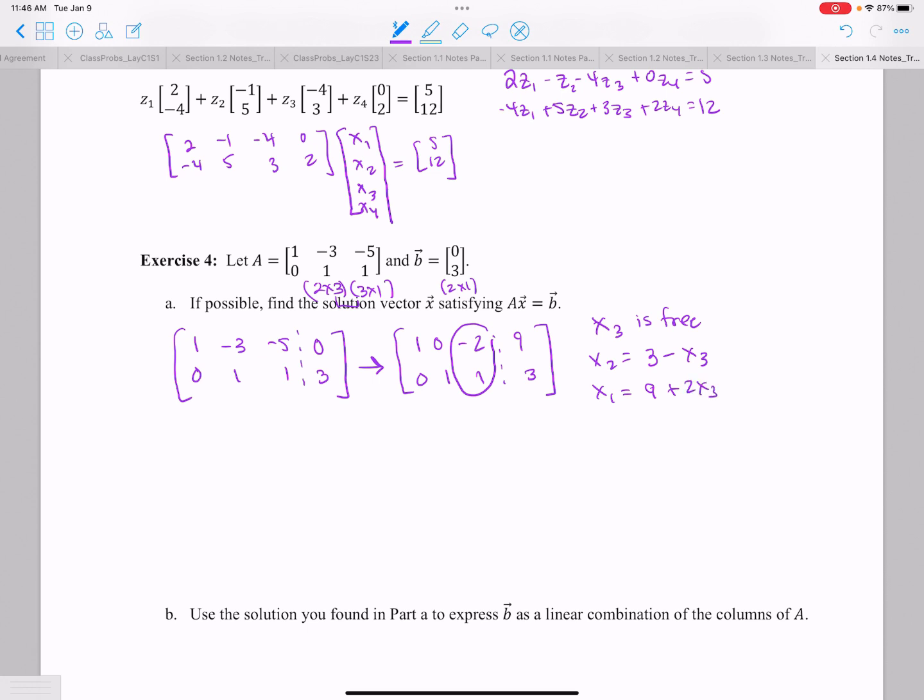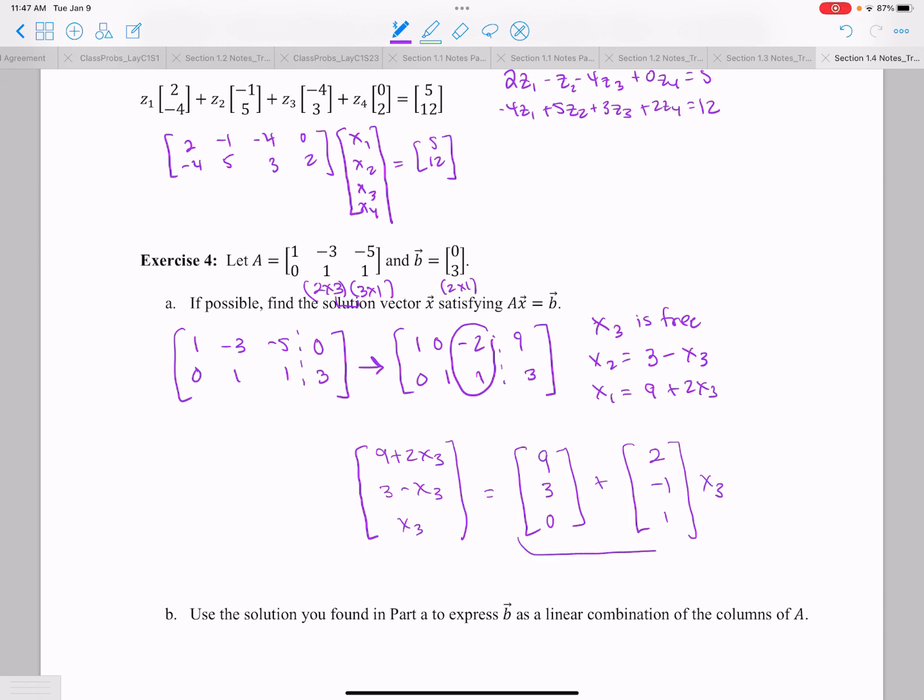If I were to write the solution for that, I'd have many different forms of this. The solution will be 9 plus 2x3, 3 minus x3, and x3. And another way to write that would be 9, 3, 0 plus 2, negative 1, 1 times x3. Sometimes it's not clear what form you should put it in, but this would be the parametric form, and a reminder that's an infinite number of solutions because we have a free variable.